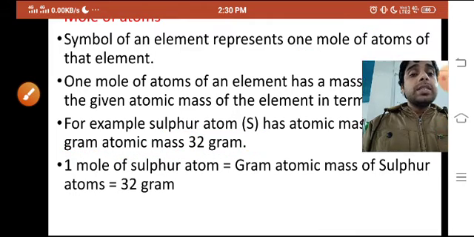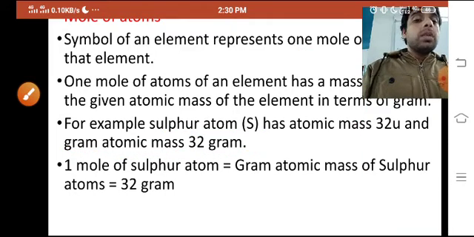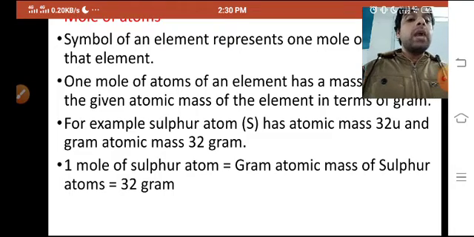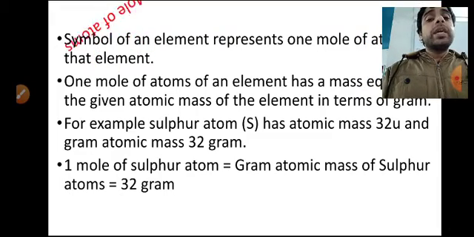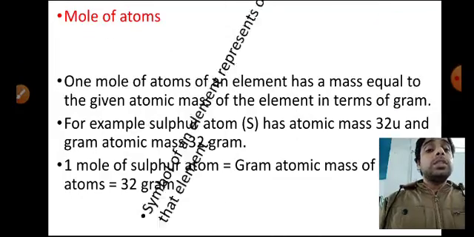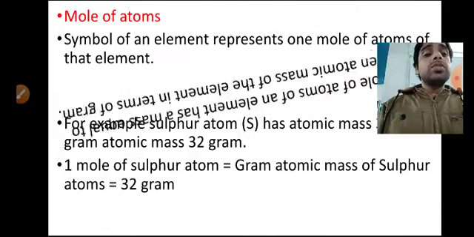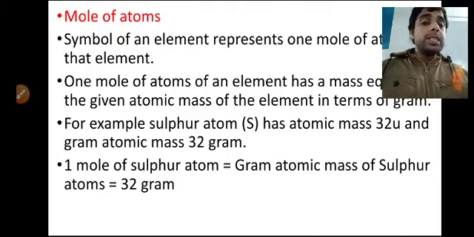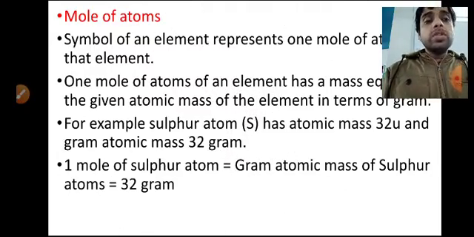Okay, so here you can see 1 mole of sulfur atoms is equal to 32 U, or if you want to write it as gram atomic mass, then you can simply write 32 grams. That is not a big issue. 1 mole of sulfur atoms can be expressed as 32 U also, but if you want to change it into gram, you can replace it with gram also.